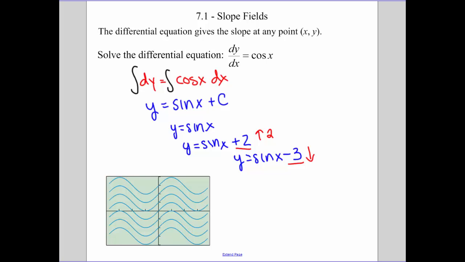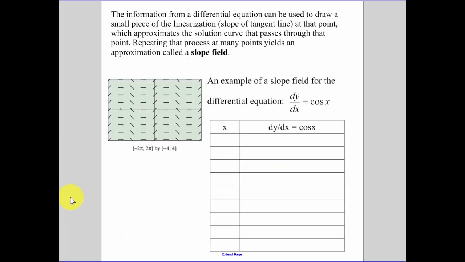But again, a differential equation gives us the slopes at each one of the points. So that's how we get a slope field. Now that we know what the actual graph does look like, let's see how a slope field looks. You don't have to write down this first paragraph. Let me just talk about it real quick.